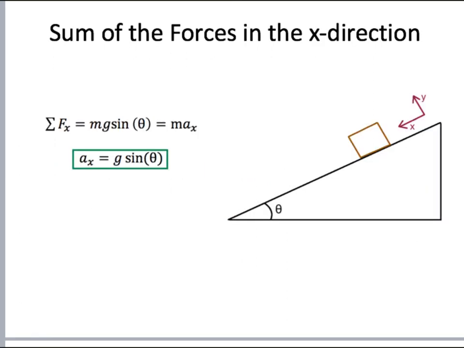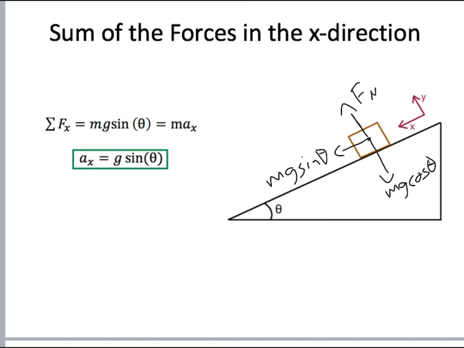Now we can do the sum of the forces in the x direction. There was only one: mg times the sine of theta. That was the component of the weight that was parallel to the inclined plane. Of course, we also had the other component, mg cosine of theta, which was perpendicular to the plane, and we had the normal force in the opposite direction.